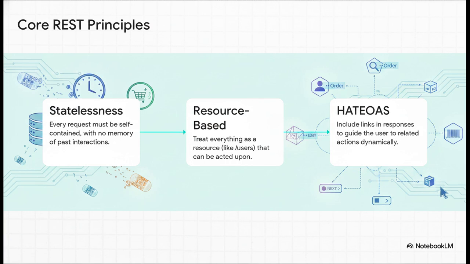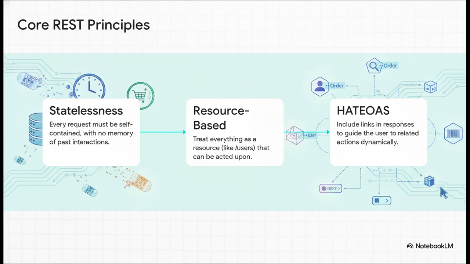First up, statelessness. This means the server has short-term memory loss. Every single request you send has to contain all the information needed to process it. Second, it's resource-based. Everything is a thing, a user, an order, a photo, and each of these things has a unique address.